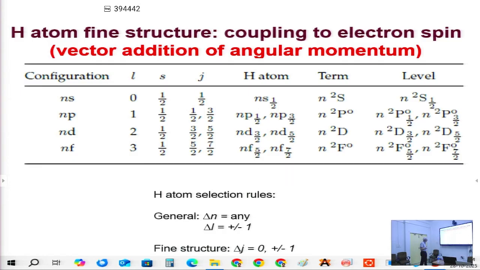So fine structure: every level in hydrogen, bar the S levels, bar the ground state and the other S levels, is actually 2 levels, because you can couple the angular momentum of the electron and the angular momentum of the orbit, so that you get half and 3 halves, 3 halves, 5 halves, L plus half and L minus half in each case. So that gives you 2 lines. So fine structure splitting in hydrogen is very small.